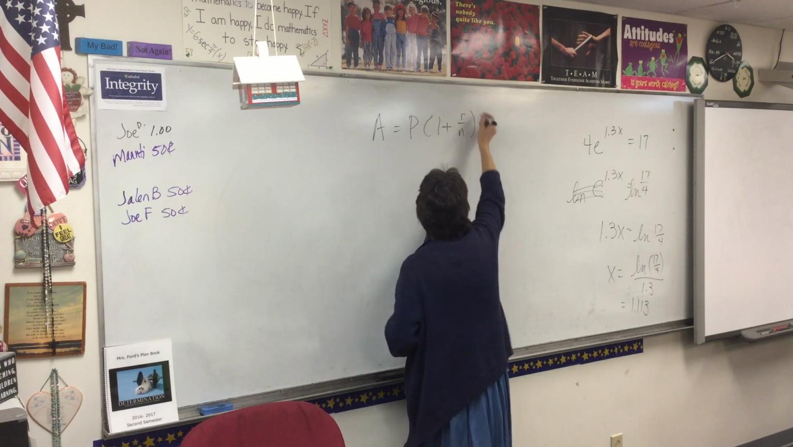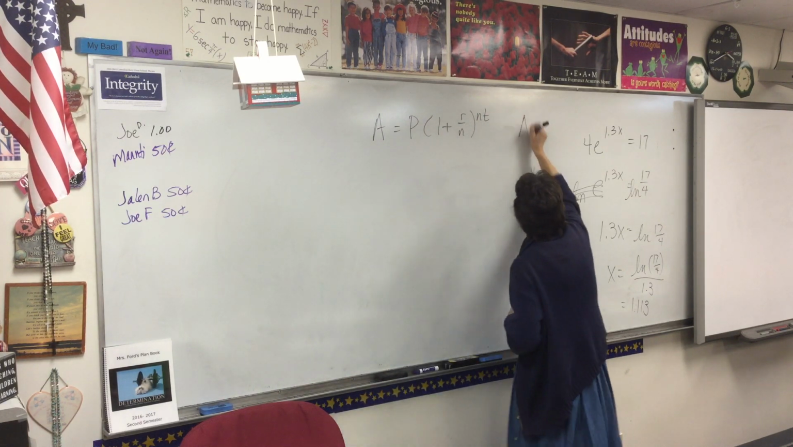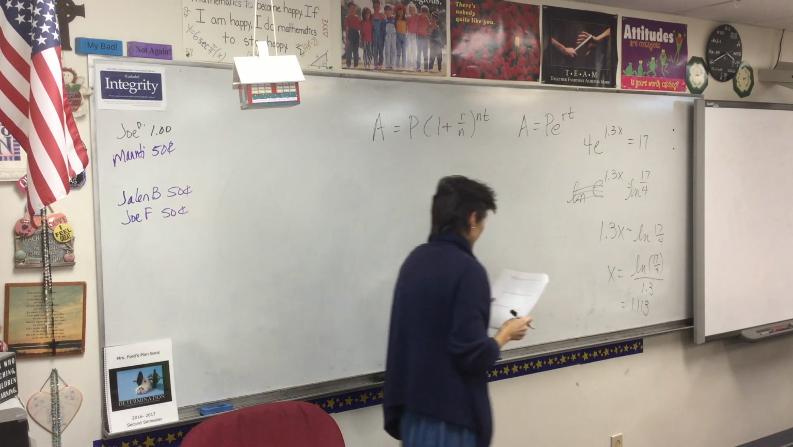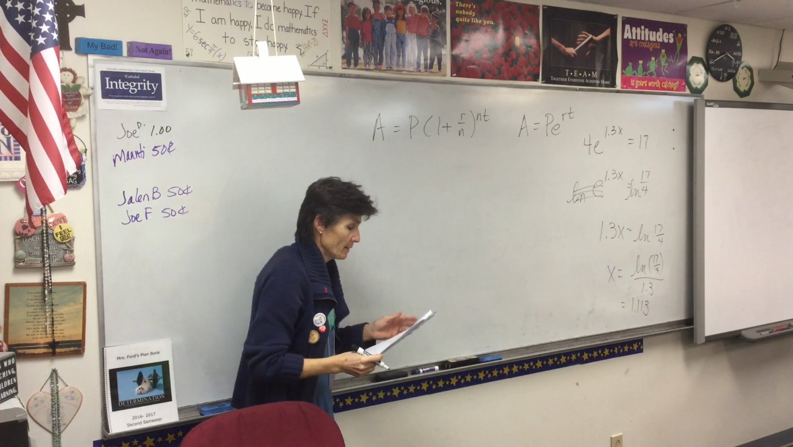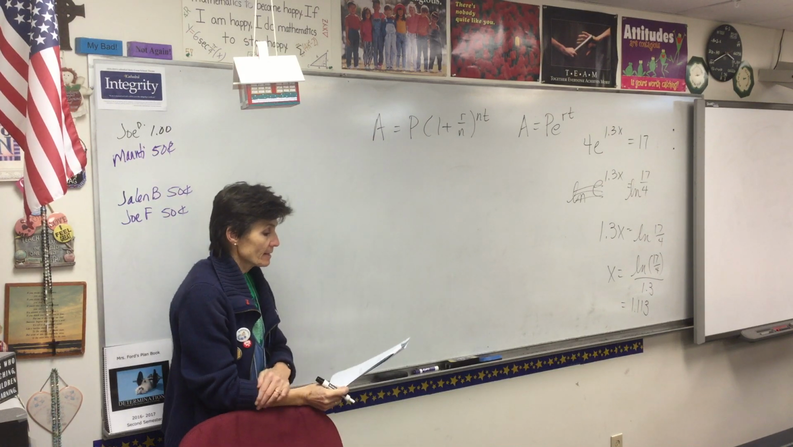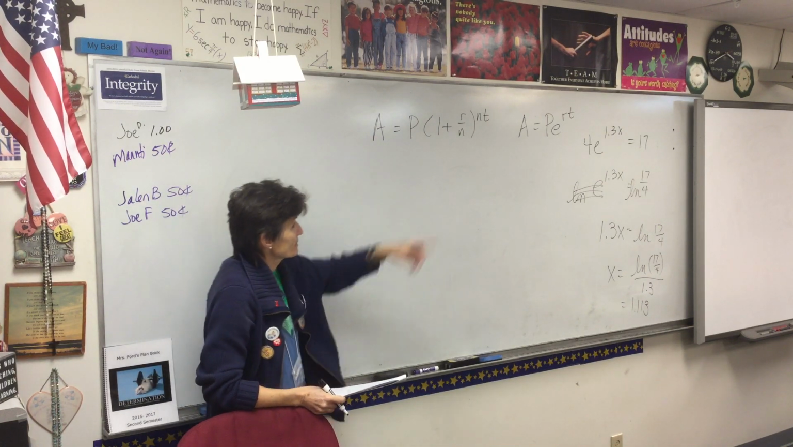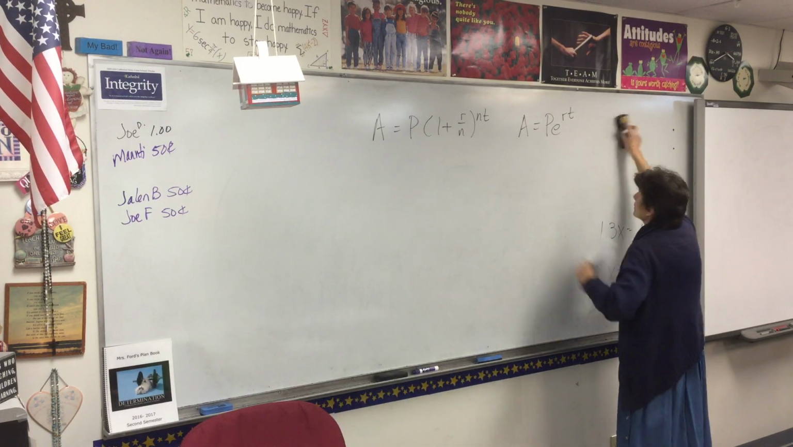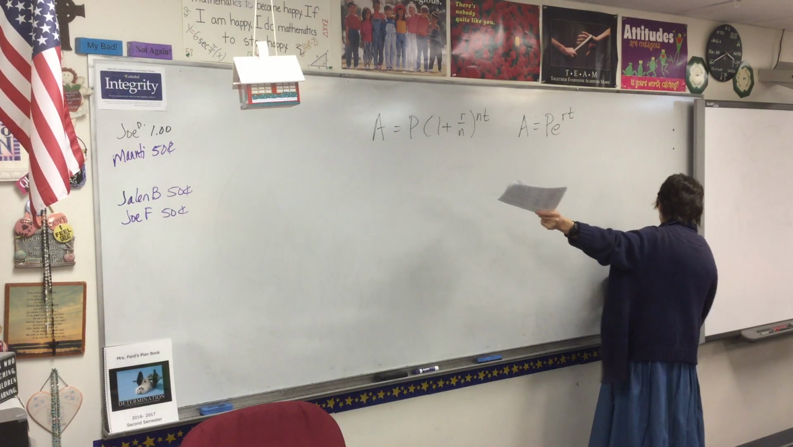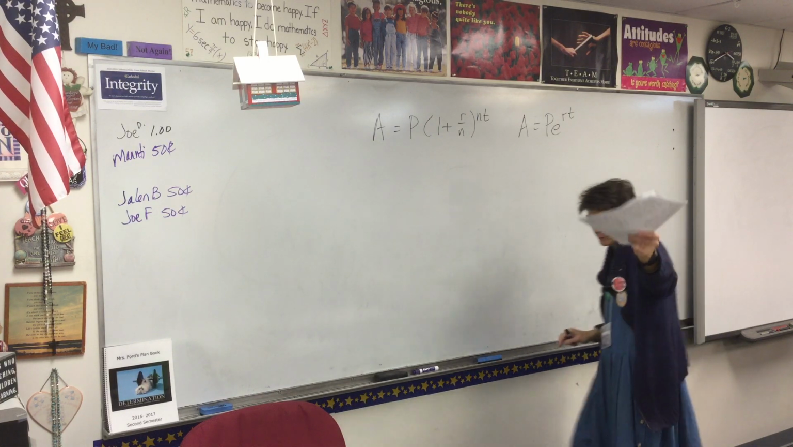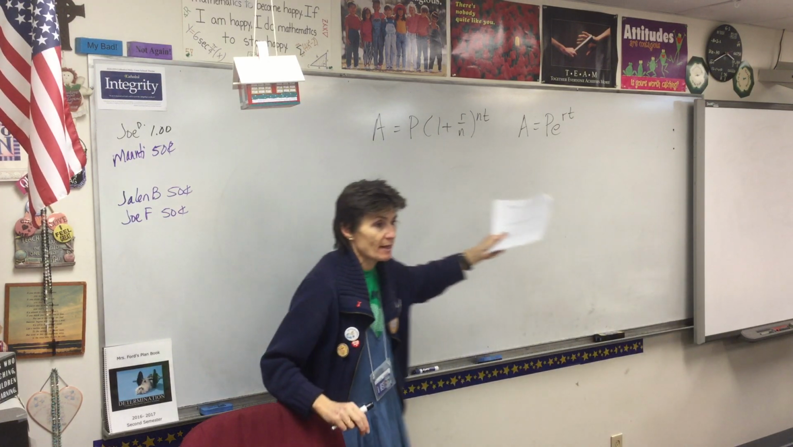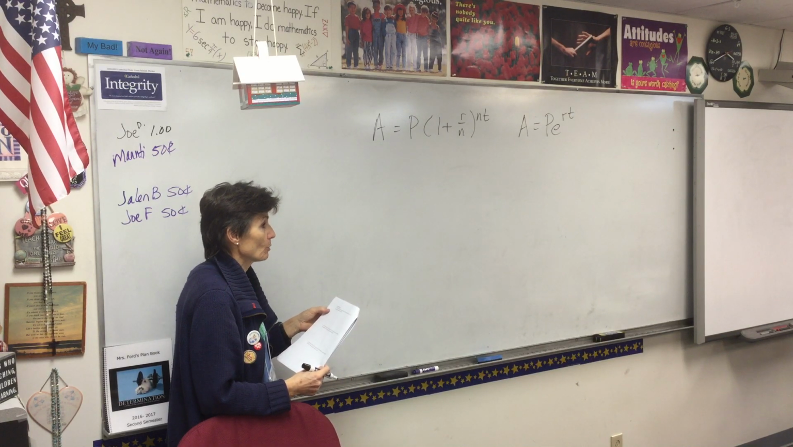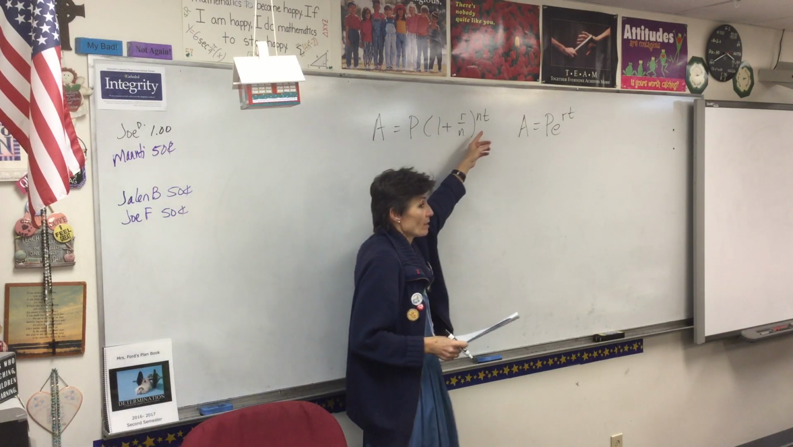I'm going to write them at the top of my page. So read number 1 and tell me which of these formulas I'll be using. The first one. What's the key in the question that tells me I'll be using that one? Compounded quarterly. Compounded quarterly means n is going to be 4.